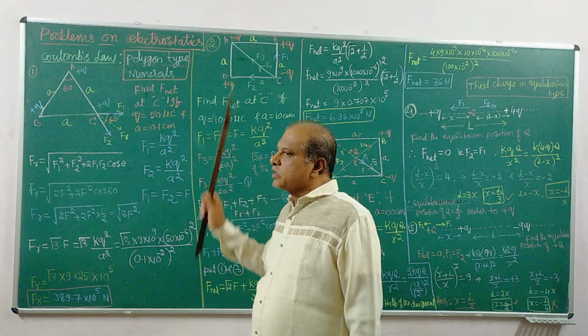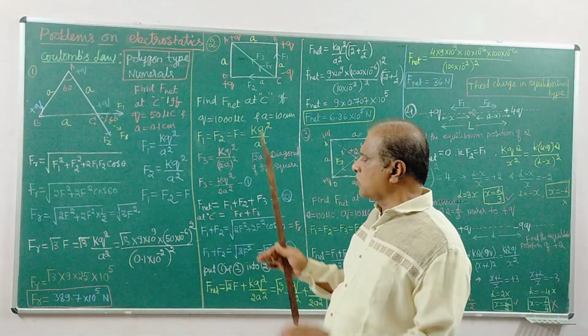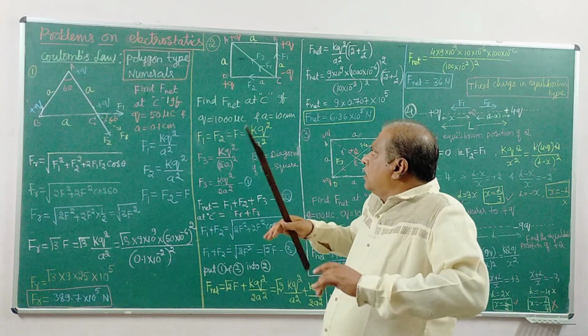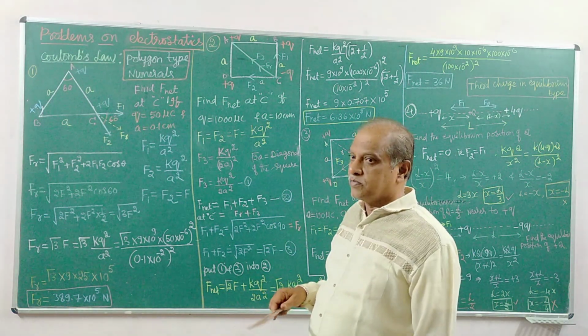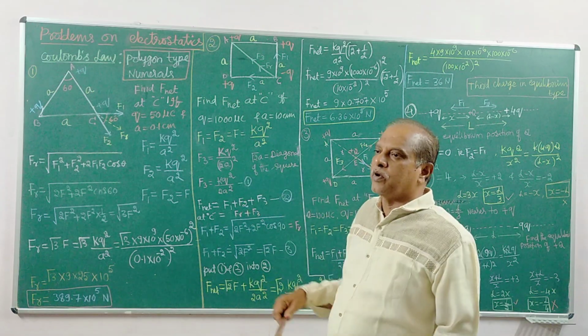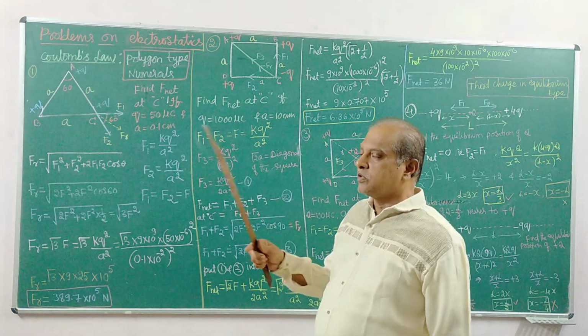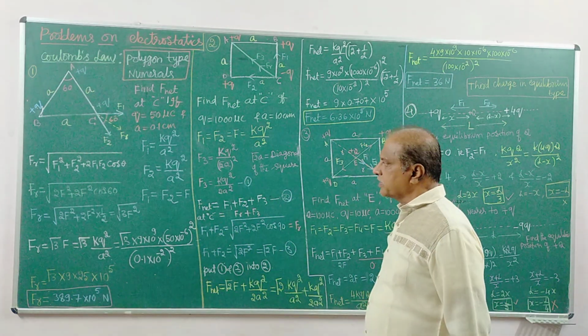For polygon type numericals, keep in mind the geometry first, then what you need: the forces acting at the point. First identify what are the forces acting at this point and take the vector sum of all these. This is how we get it.